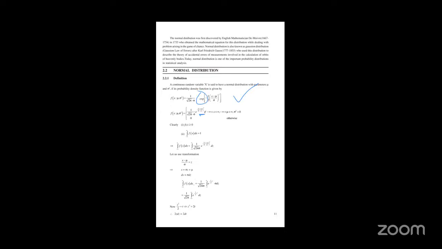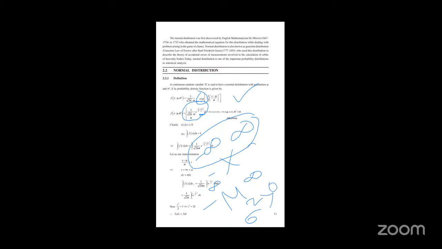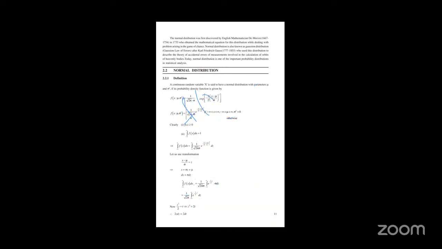So when this formula comes, if x has the interval minus infinity to infinity, and mu is from minus infinity to infinity, and sigma square is always greater than 0, if these three conditions are satisfied, then the value of f of x is this. If any one or two or three are not satisfied, then we can say f of x equals 0.